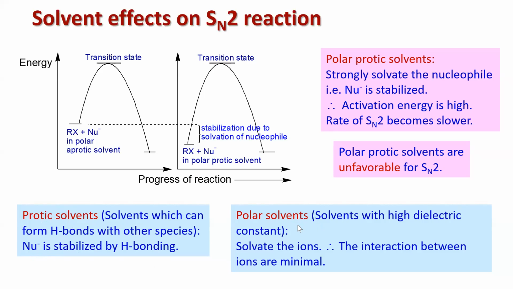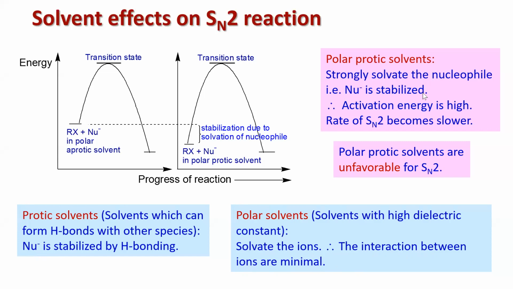What are polar solvents? Polar solvents are defined as solvents with a high dielectric constant. They can solvate ions. The nucleophile is Nu minus, a negatively charged ion, and they can solvate the ion. Therefore, the interaction between ions is minimal. Solvate means cover the ions. So if you have a polar protic solvent, they strongly solvate the nucleophile.